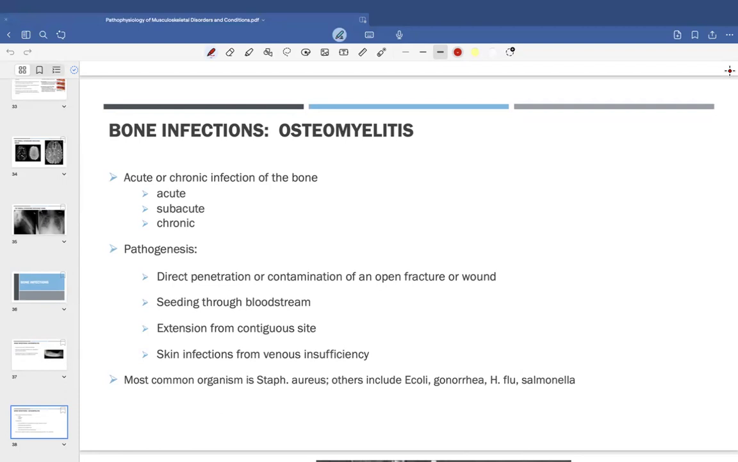If it occurs during a surgical procedure, again, if we don't prep the skin well enough, this can be introduced at the time of surgery. It's direct penetration or contamination. Other ways include bloodstream, hematogenous spread.